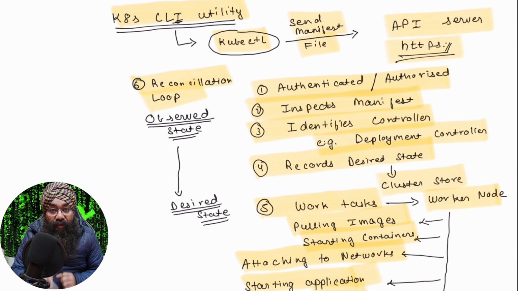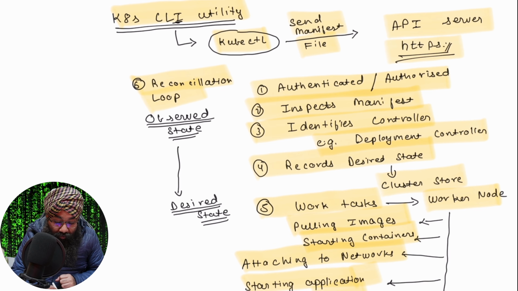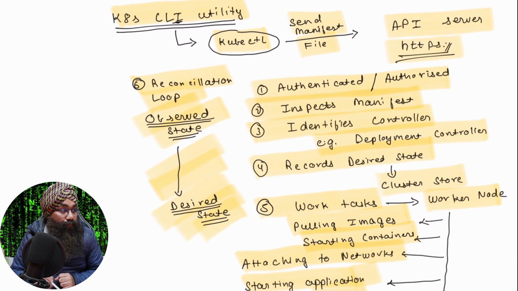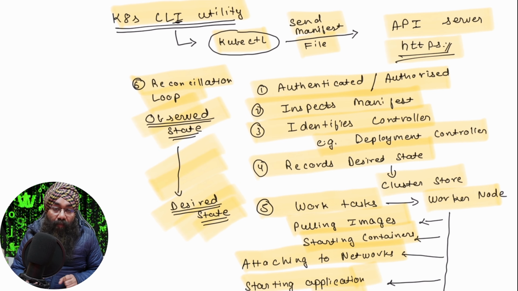This loop is the same thing that we talked about, whether the observed state is matching with the desired state or not. If it is not matching, they will do the needful to make it matching. That is the beauty of Kubernetes. You don't have to hire a person to continuously monitor the running of your app, whether it is running fine or not. Kubernetes takes care of this for you.